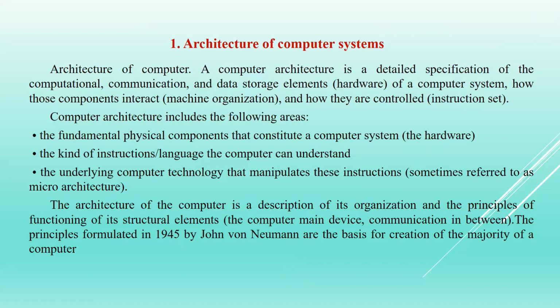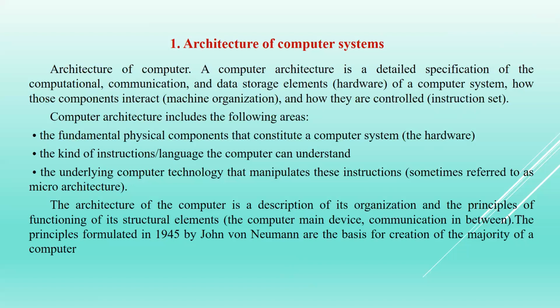A computer architecture is a detailed specification of the computational, communication, and data storage elements of a computer system, how those components interact, and how they are controlled. Computer architecture includes the following areas. First, the fundamental physical components that constitute a computer system. Second, the kind of instructions, the language the computer can understand. Third, the underlying computer technology that manipulates these instructions, sometimes referred to as microarchitecture.